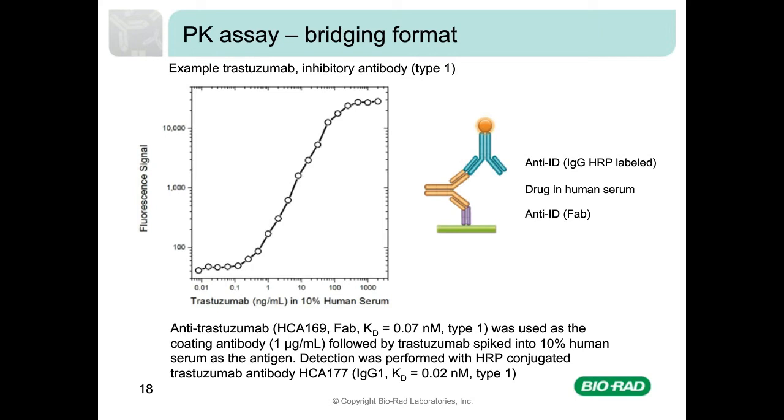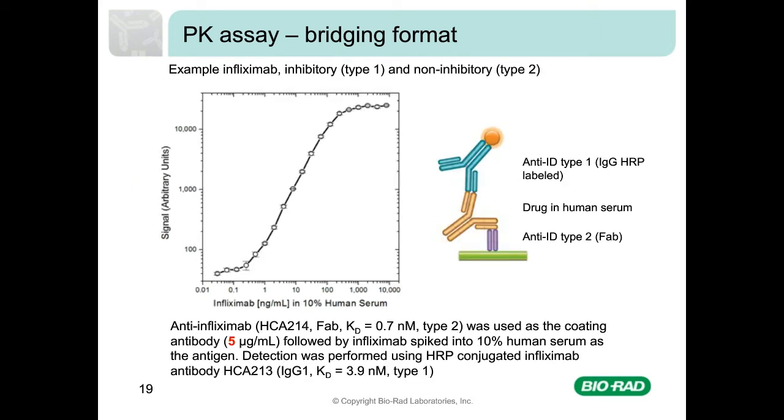An equally sensitive assay was built using the type 2 anti-idiotypic antibodies as capture, and the type 1, so an inhibitory antibody, as detection antibody. In this combination, it is possible to use a high coating concentration, in this case 5 microgram per milliliter, since capture and detection antibody bind different epitopes.